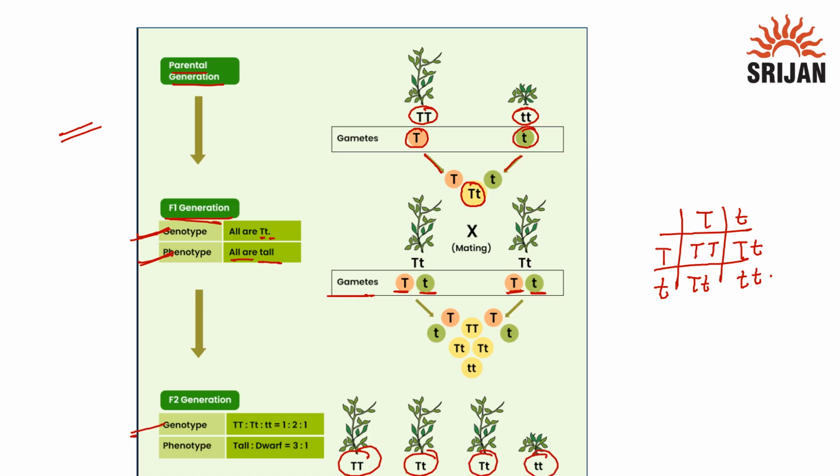So here is the genotype, that is capital T capital T, capital T small t, and small t small t, and their ratio is 1 capital T capital T, 2 capital T small t, and 1 small t small t, that is 1 is to 2 is to 1. And when we talk about their phenotype or external visible character, we see that 3 of them are tall and 1 is dwarf. So these 3 are tall and this 1 is dwarf.